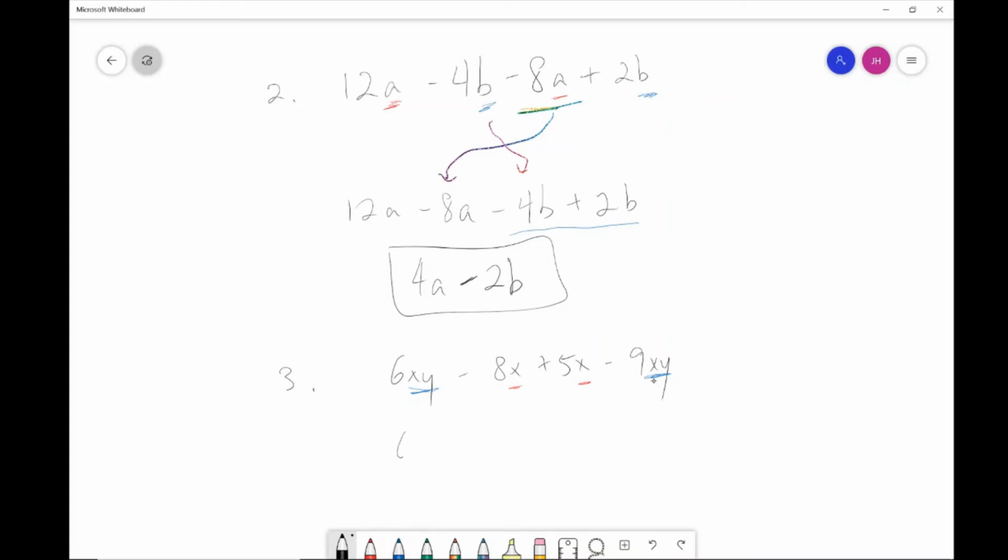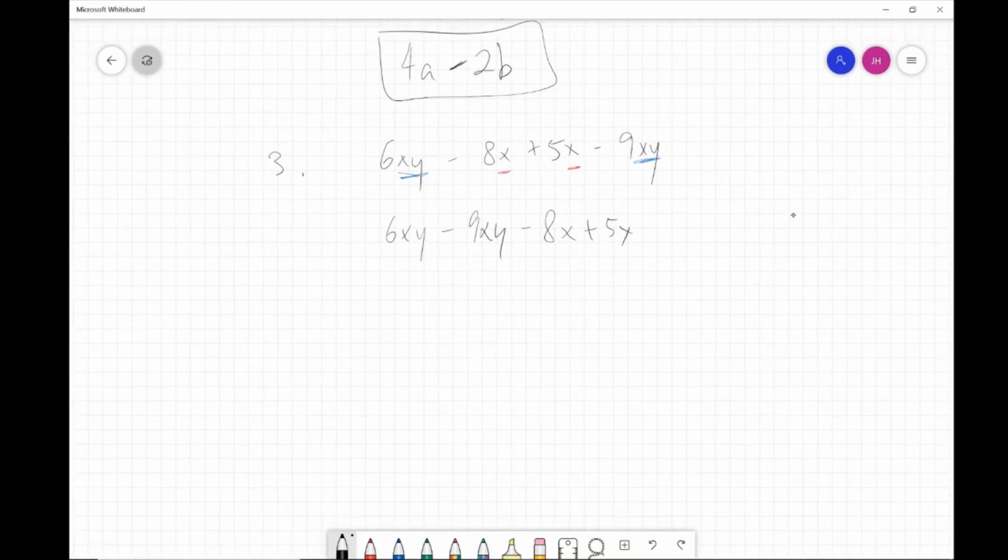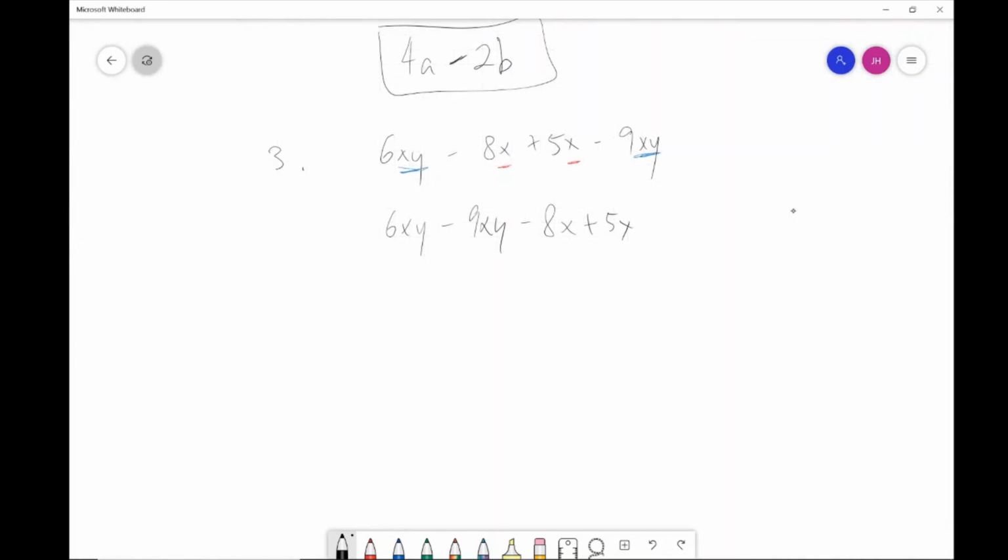Now let's work on it. So that will be 6xy minus 9xy minus 8x plus 5x. If you take a look at it, I did not change anything but the order of how the question is arranged. Now let's go back, let's continue with the math. 6 minus 9, that is a negative 3xy. Okay, so I'm done with that. Let's cross it out, not to confuse ourselves. What's left is negative 8x plus 5x. Negative 8 plus 5 is a negative 3x. Okay, that's that.